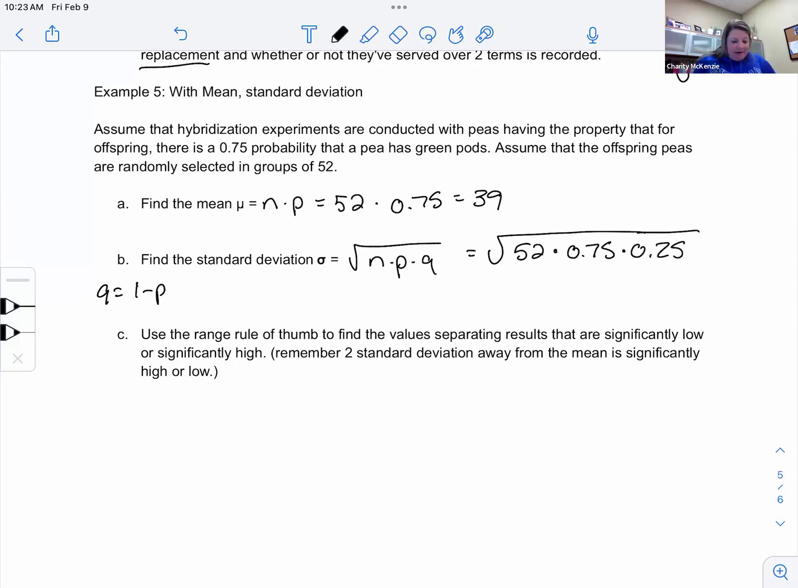So on my calculator, I'm going to put in 52 times 0.75 times 0.25, and I got 9.75. And then I have to take the square root of my 9.75, and I get about 3.12. So I have the mean at 39, and the standard deviation is about 3.12.